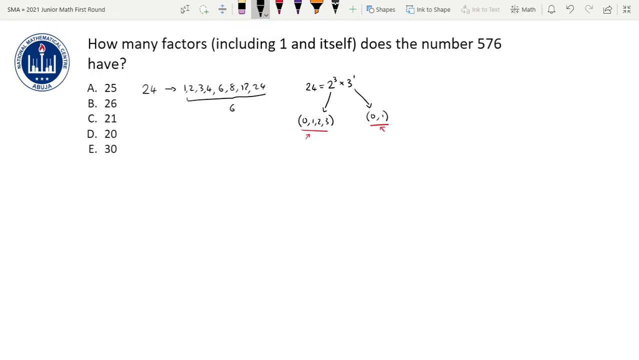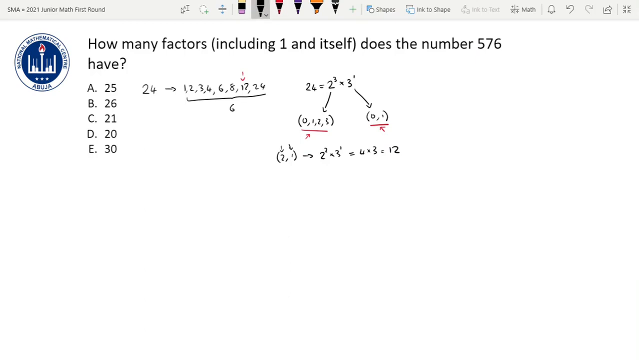So let's say we pick 2 from the first bracket, and we pick 1 from the other bracket. The number we're going to have will be 2 raised to power 2, the first number we picked, times 3 raised to power 1, the second number we picked. And this will be 4 times 3, which is 12. And 12 is a factor of 24. Notice that we have it up here.